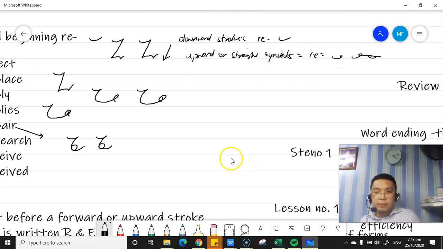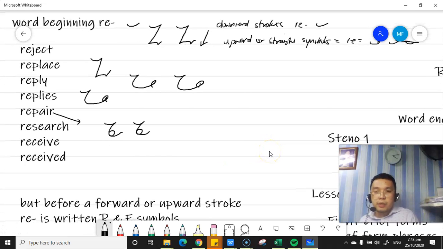Okay. Let's have the research, class. So research. R-S-E-R. And then the Che symbol. Research. Okay. Receive. R-S-E-V for receive. Then put only D at the end of the V to represent its past tense. Received.